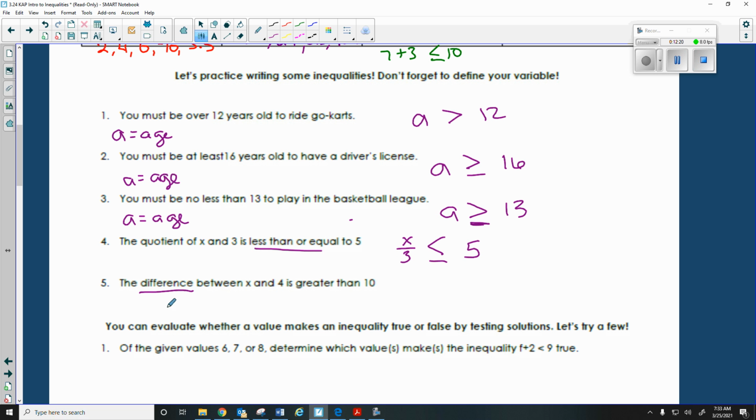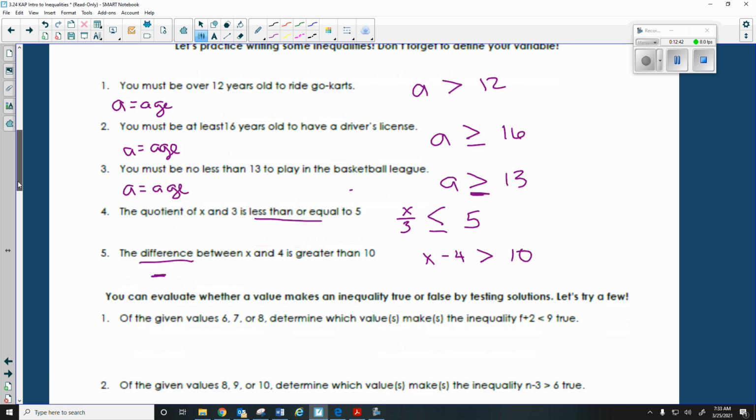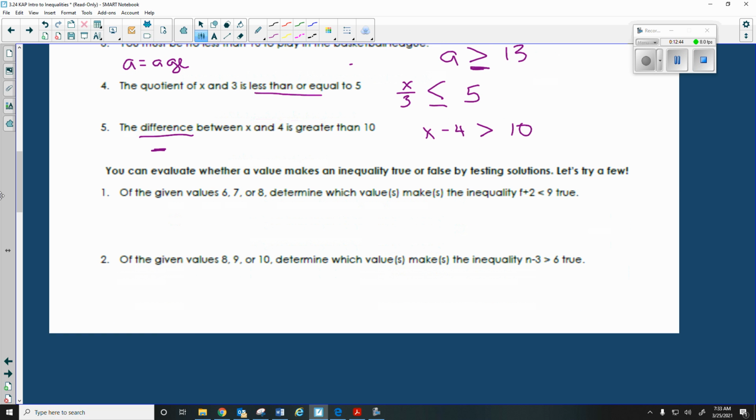Next one, the difference, that means to subtract, between x and 4 is greater than 10. Because it says difference, I don't need to flip this. It's only when it says fewer than, less than, that I flip the things. So the difference between x and 4, I'm comparing that to 10. That difference is greater, so I'm going to put it like that. Okay, so that's just some practice on how to write. We'll do that more and more as we get harder and harder, but that's just the start of it.